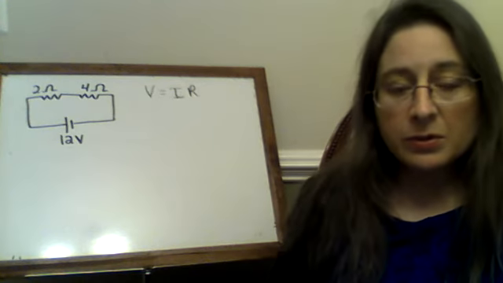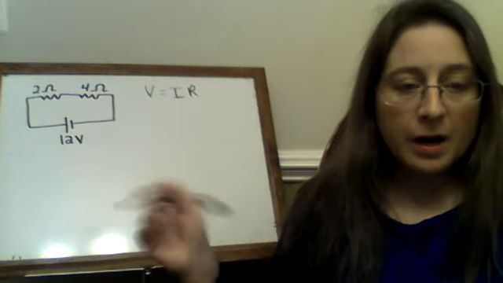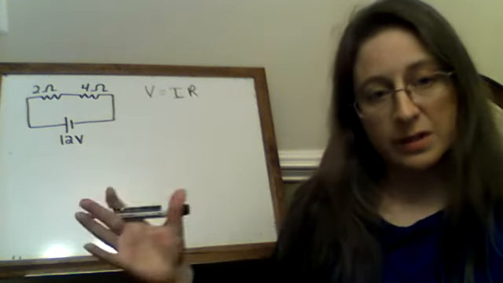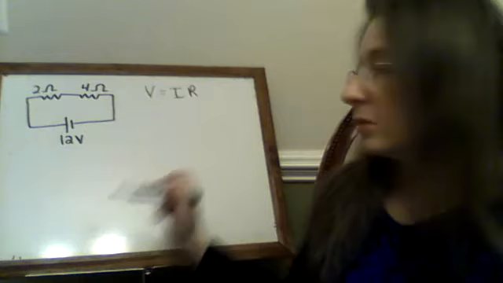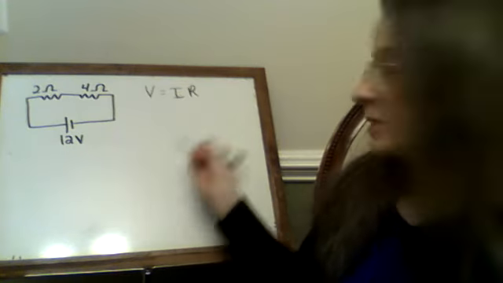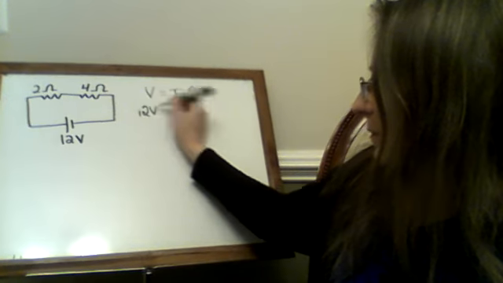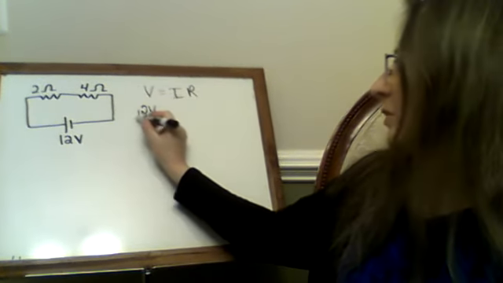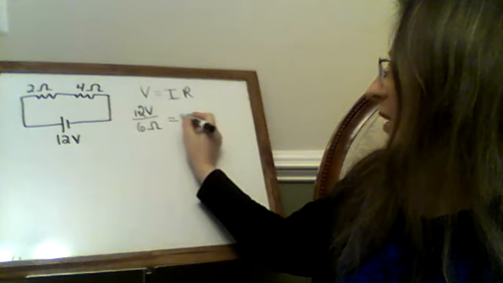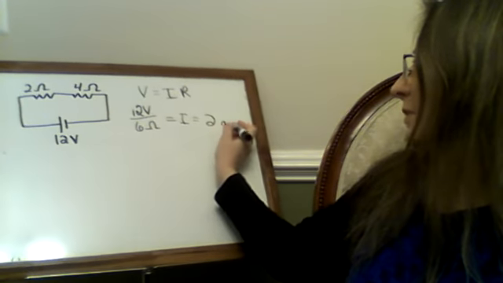When you have 2 resistors in series like this, you simply add them up. Their total resistance is just equal to the sum of their 2 resistances. So we just add 2 and 4, and we find that our resistance in the circuit is just 6 ohms. So V equals IR again. Our battery is 12 volts. Then we'll divide by our resistance, which is 6 ohms, to find our current. So current is 12 divided by 6, which is 2 amps.